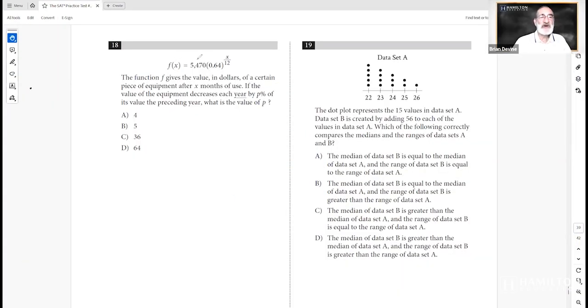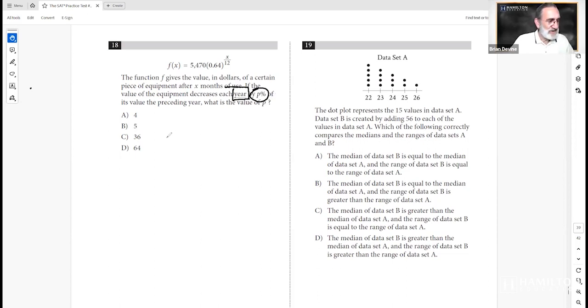Question 18. We're given that f of x equals 5,470 times 0.64 to the x over 2. The function gives the value in dollars of a certain piece of equipment after x months of use. If the value of the equipment decreases by P% each year, what is the value of P?